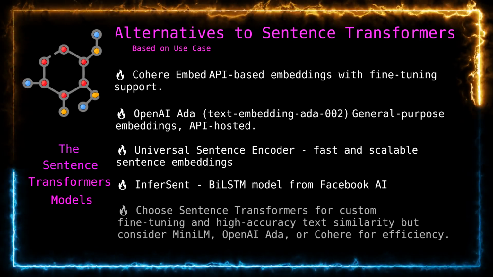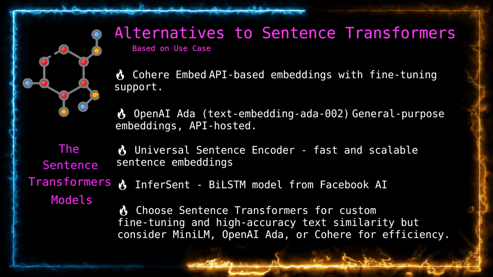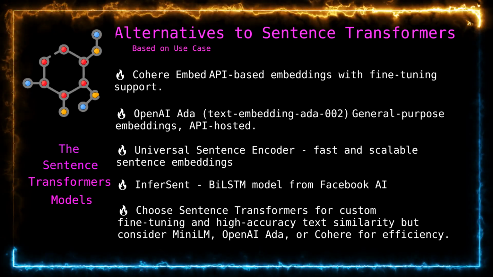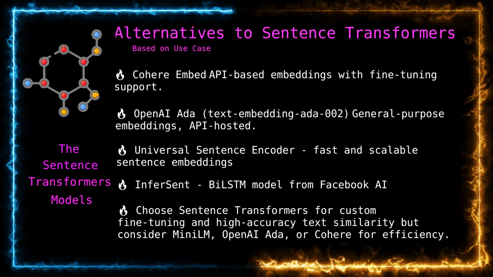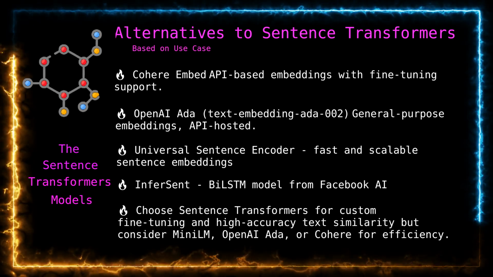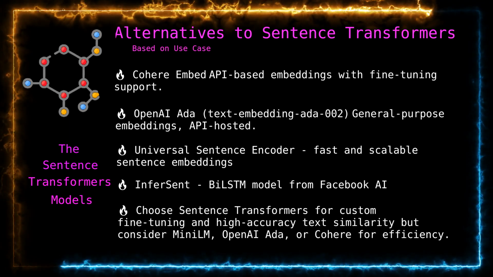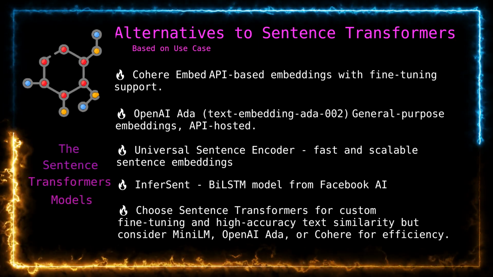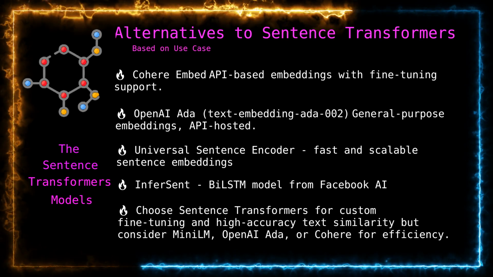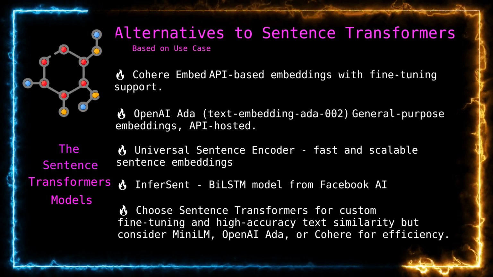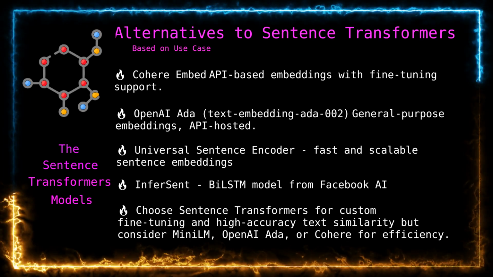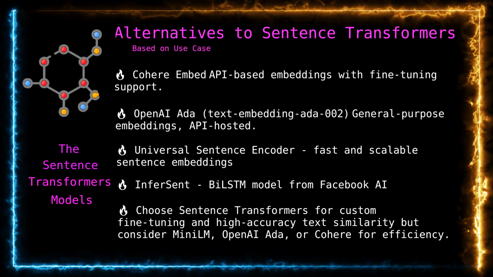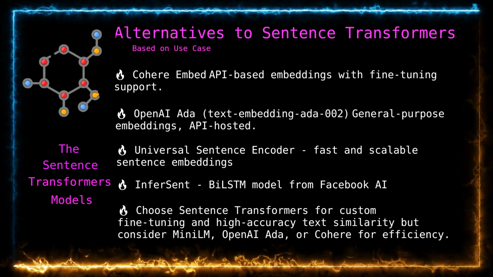If you need custom fine-tuning and high-accuracy text similarity, models from the sentence transformers family such as RoBERTa-based SBERT, DistilBERT, and MiniLM are the best choice. But if you prioritize API-based scalability and ease of use, alternatives like OpenAI Ada, Cohere Embed, or Universal Sentence Encoder might be a better fit. InferSent, while an earlier approach, can also be considered for certain LSTM-based applications.